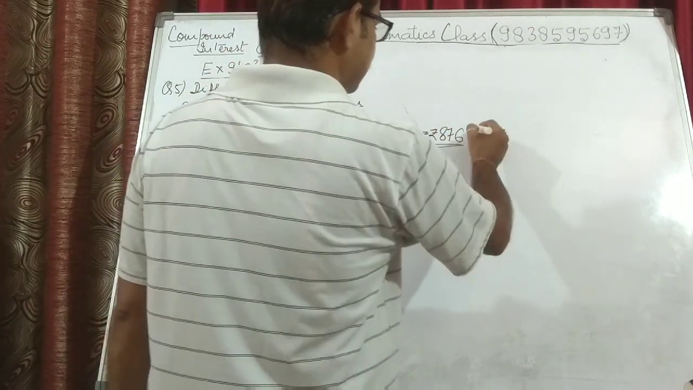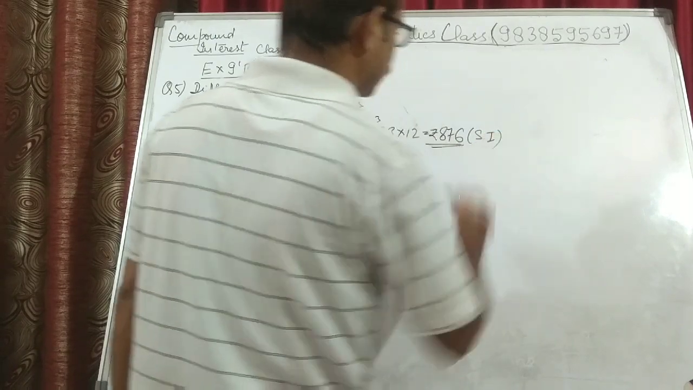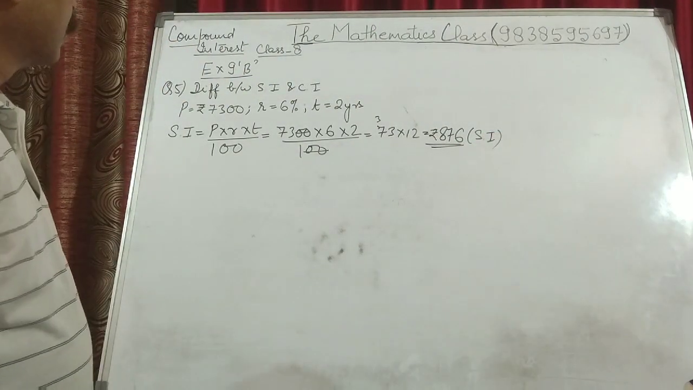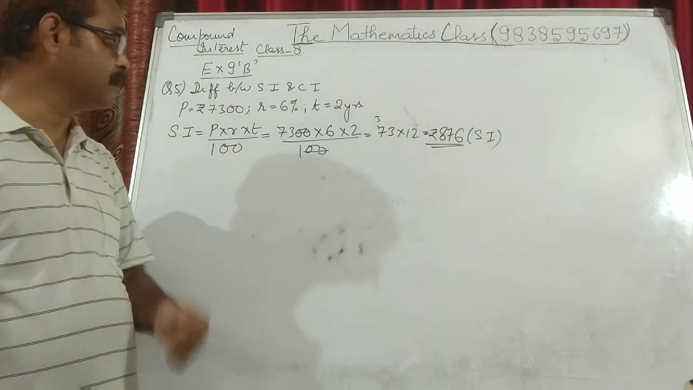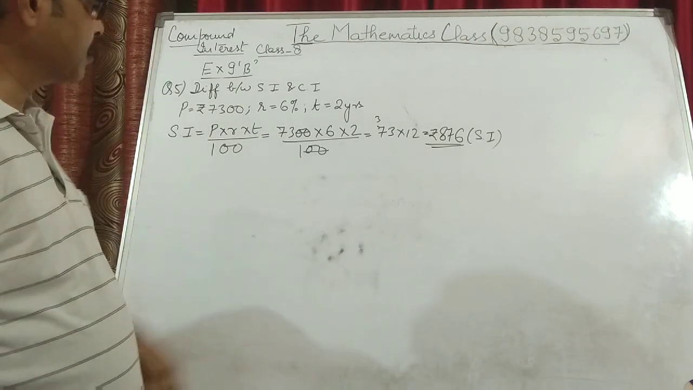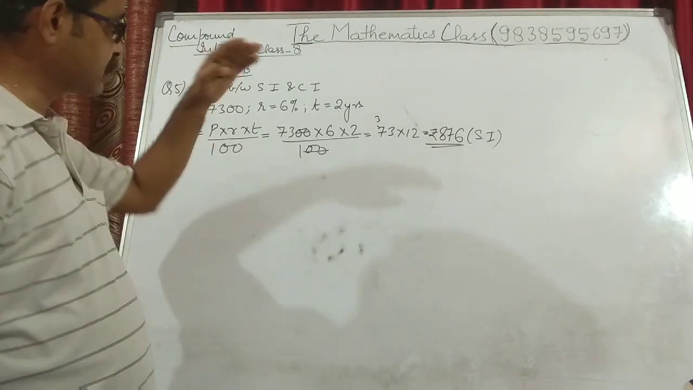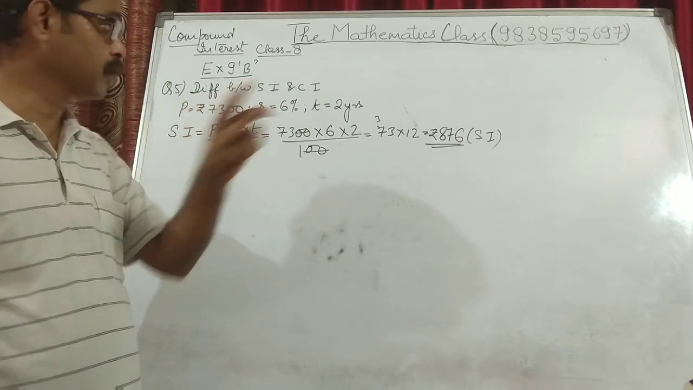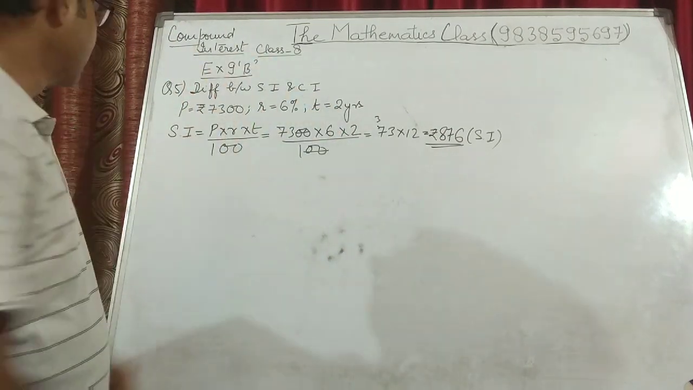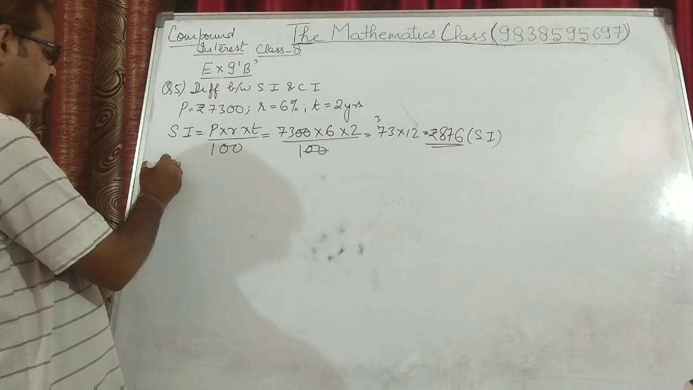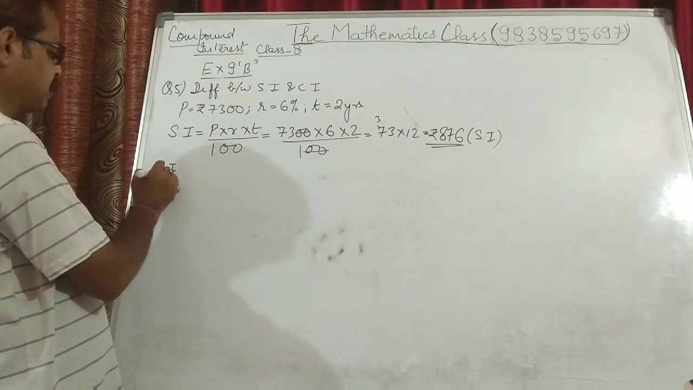876 is the simple interest. We got the value in one go. Now we have to calculate the compound interest. In compound interest, we will be doing the same process but twice because it is for 2 years.